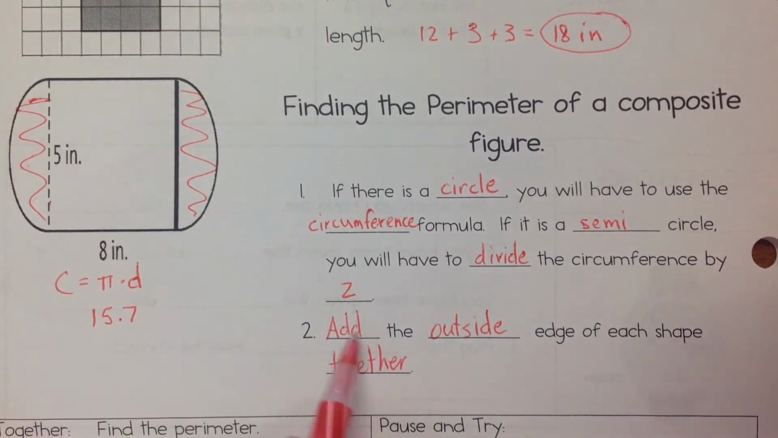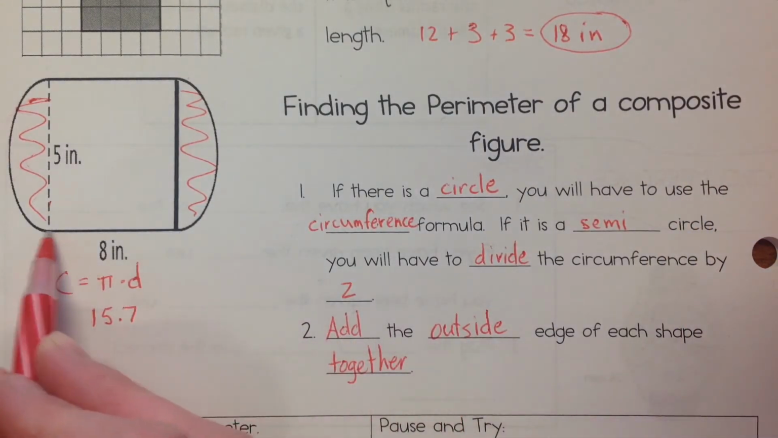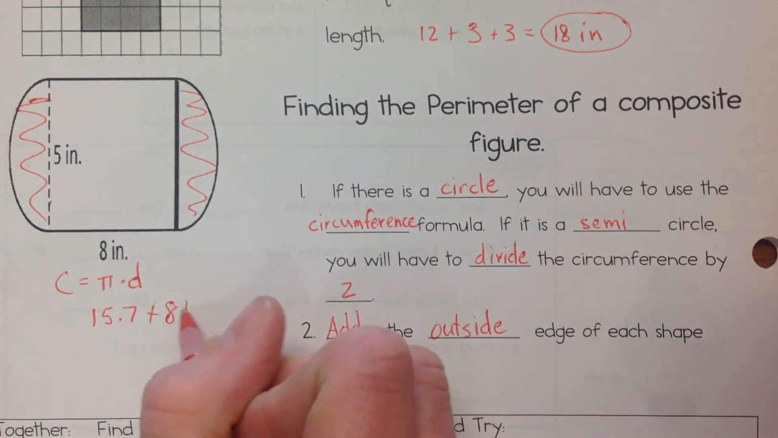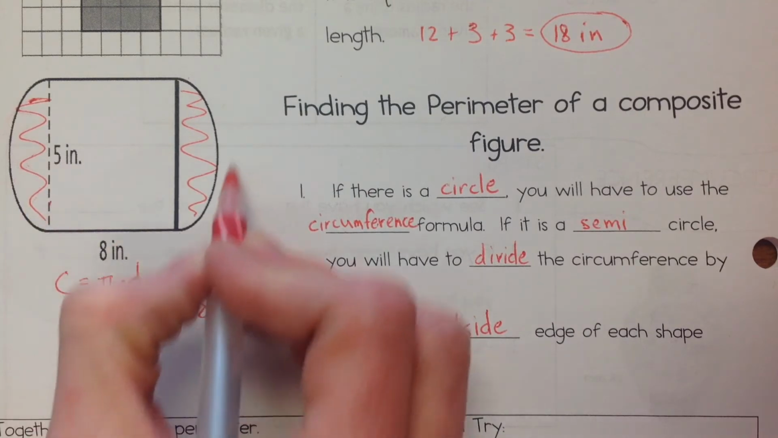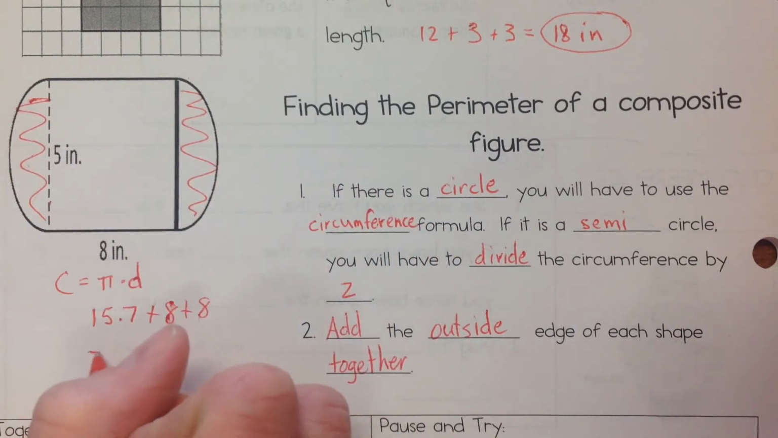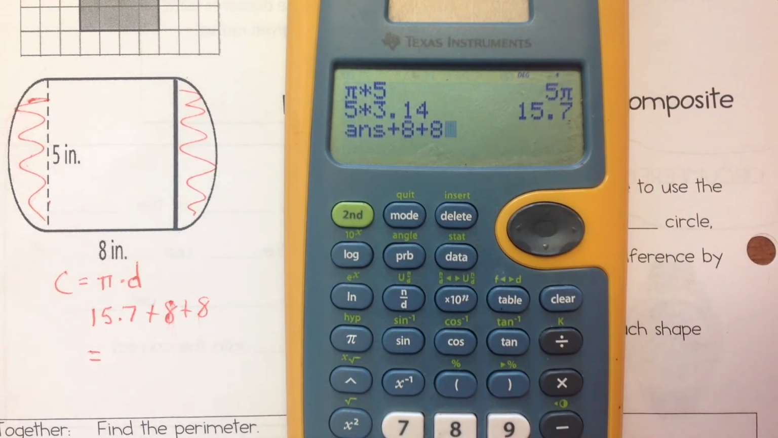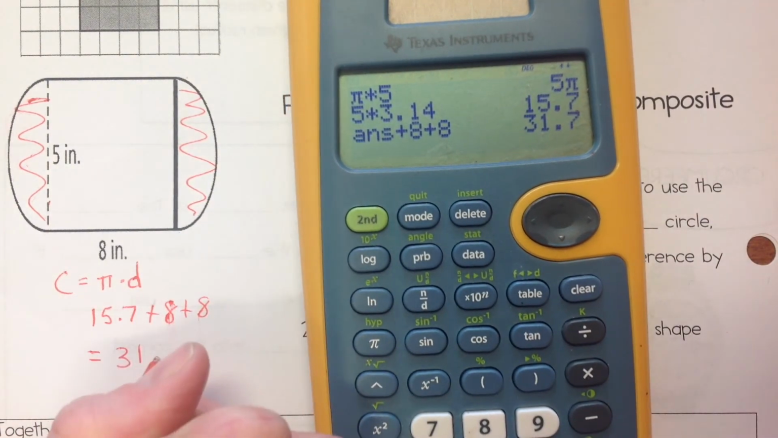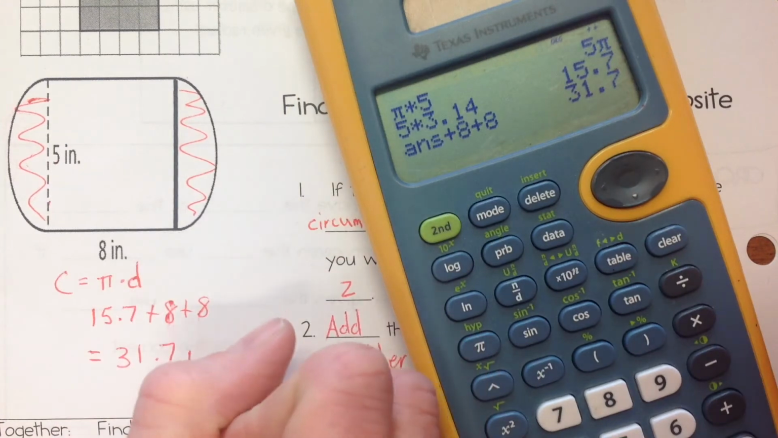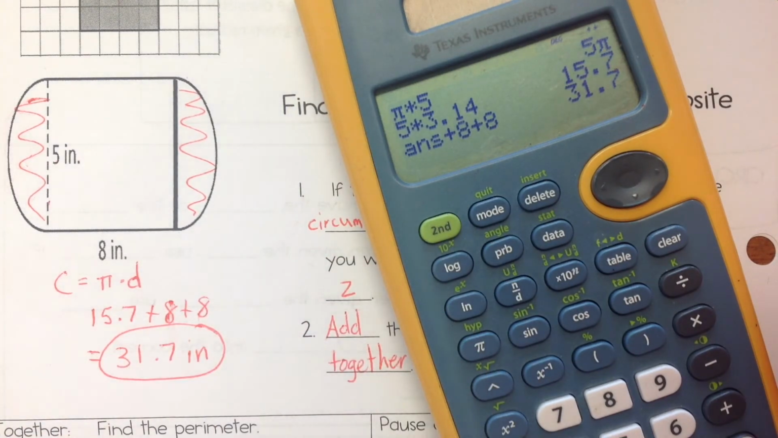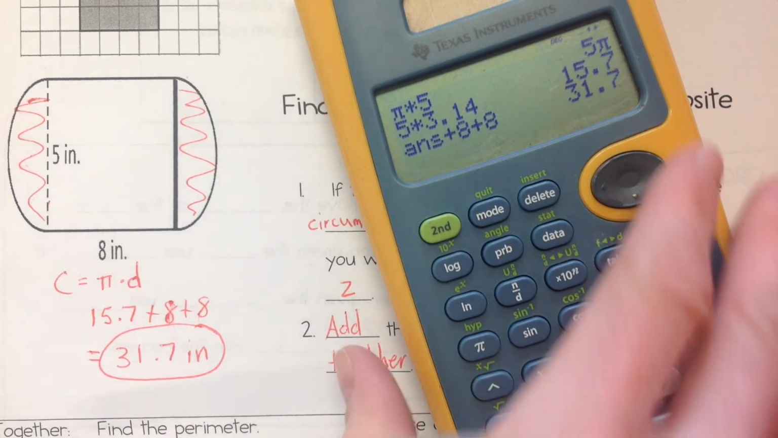Now, we then need to add together the outside edges, so we know that this is plus 8 and plus 8 more. And remember, we're finding the perimeter, which is the whole outside. And so once I add these, I get 31.7, and I know my units are inches, and just inches. And that should be my answer for the perimeter of that.